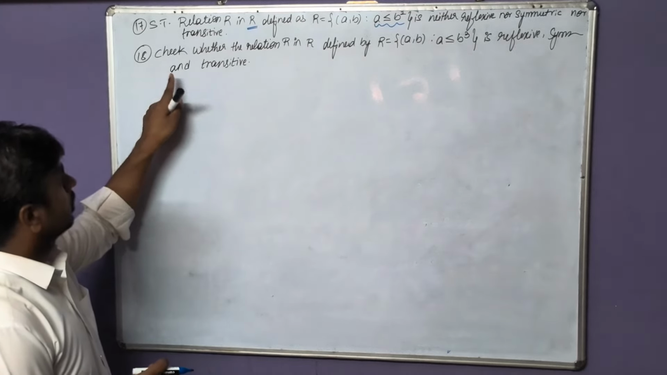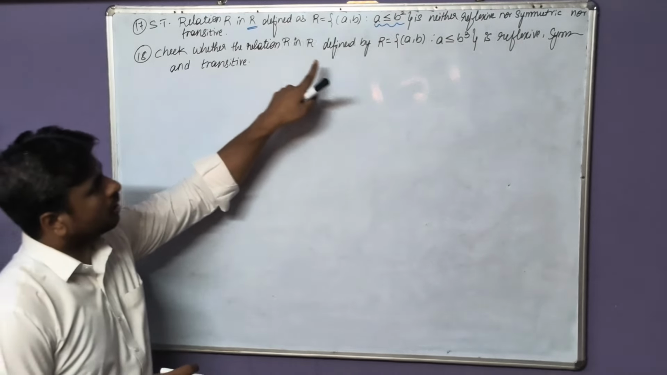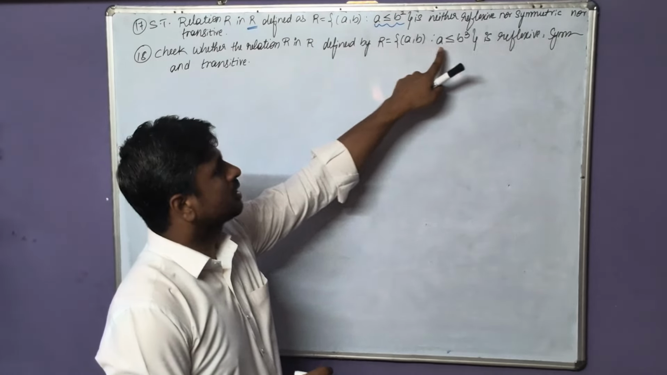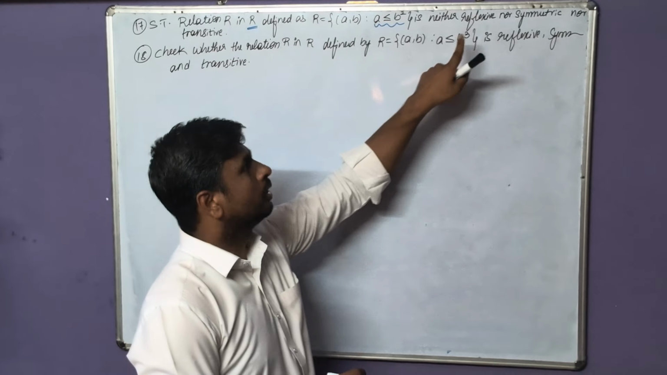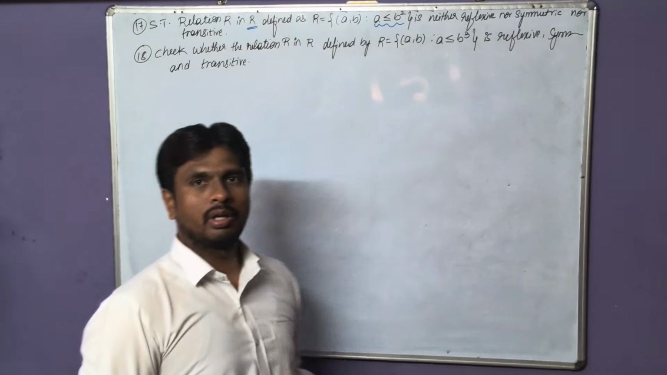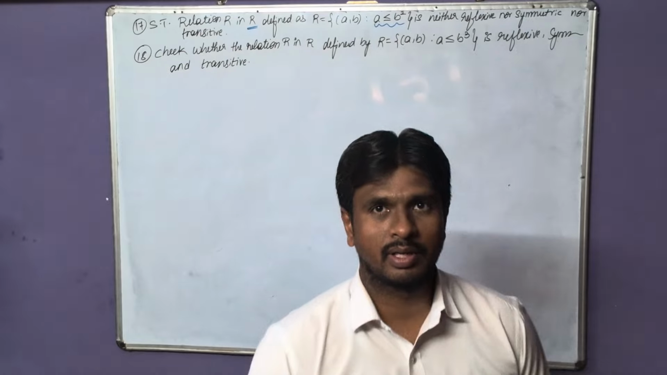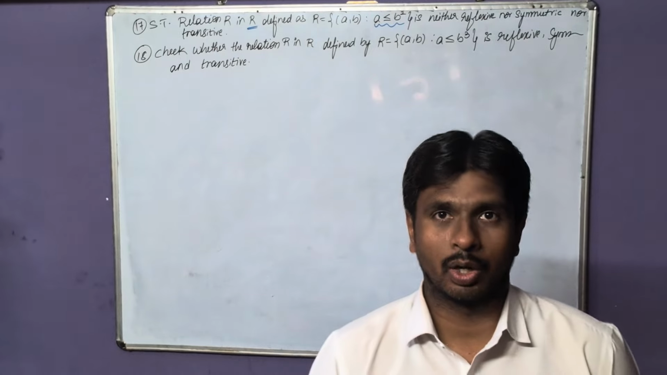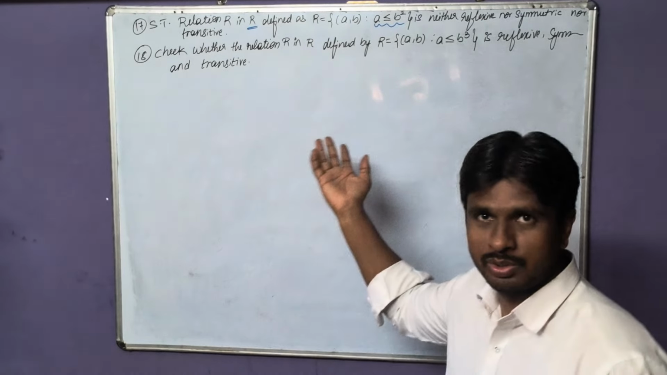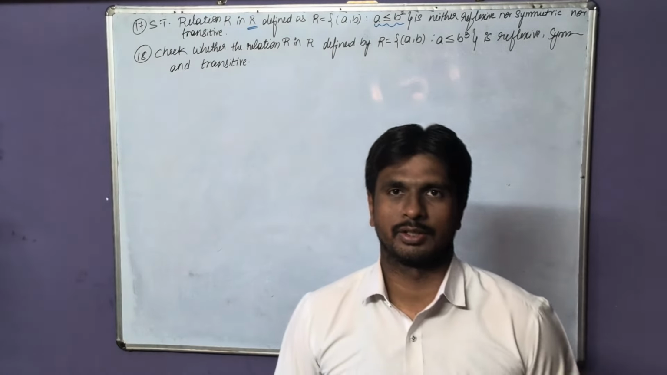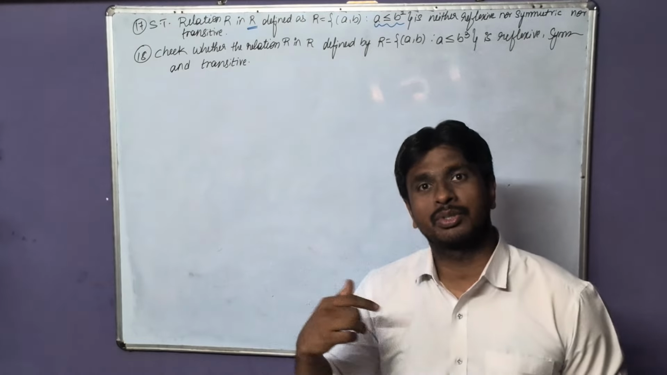In the second question, we need to check whether the relation R in the real numbers defined by R equals the ordered pairs (a, b) such that a is less than or equal to b cube is reflexive, symmetric or transitive. I hope you have got an idea for both the questions. The first question is to prove that the given relation is neither reflexive nor symmetric nor transitive, and in the second question, we have to check.